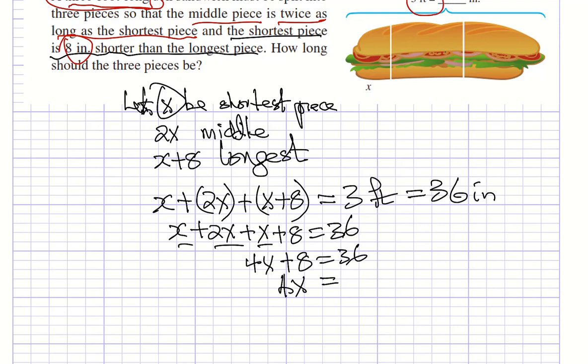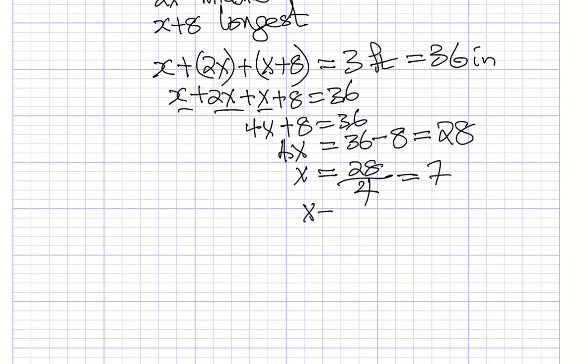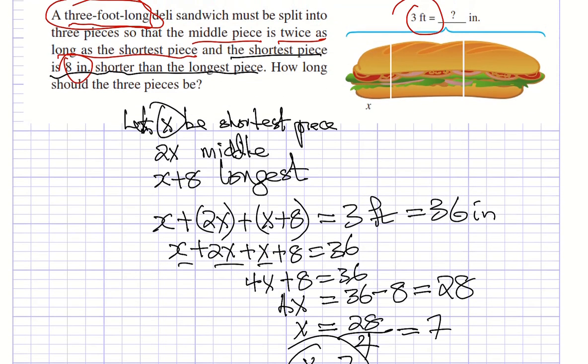4x equals 36 minus 8. 36 minus 8 is 28, okay? So we'll get rid of 4 on the left side. We have x equals 28 over 4. 4 goes into 28 seven times, you get 7. So notice what we just did. The shortest piece is 7. With that information, then you can find the rest.